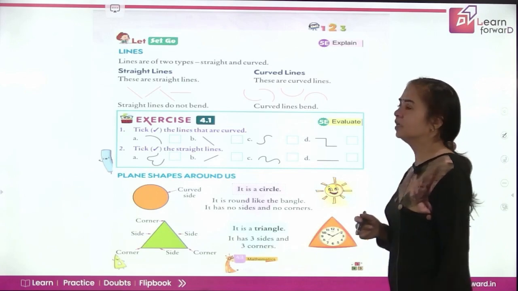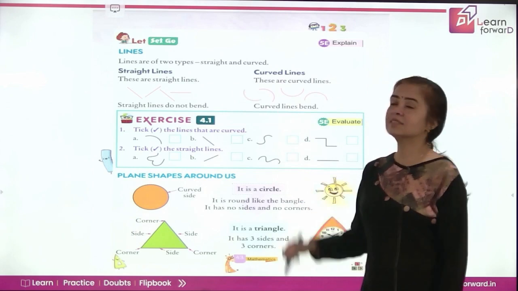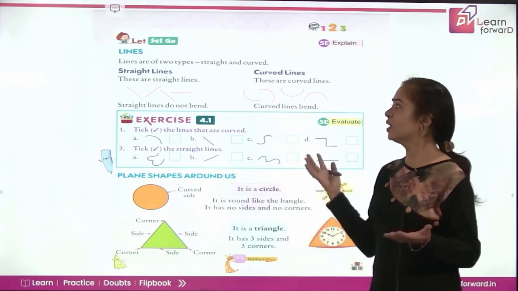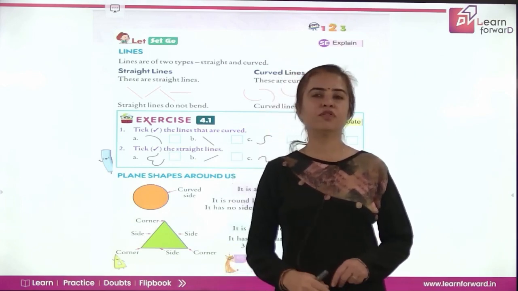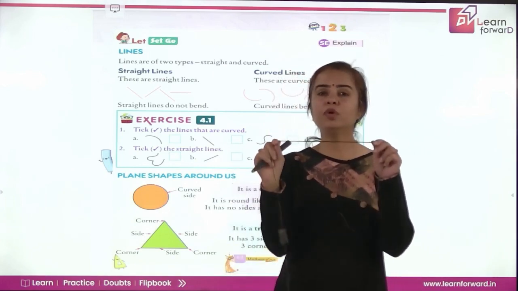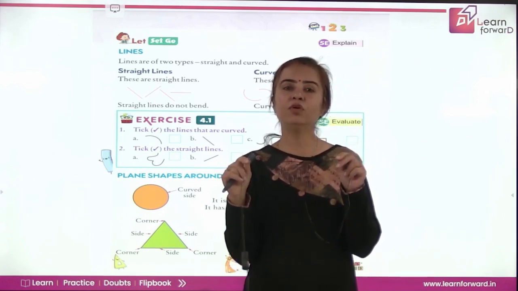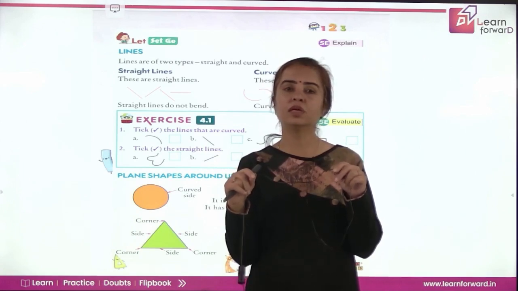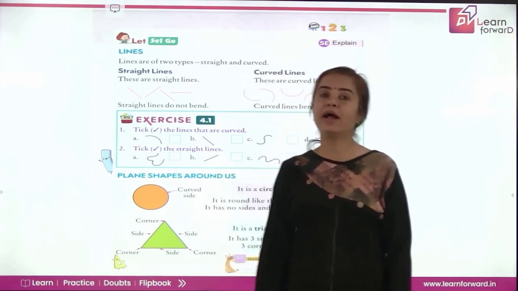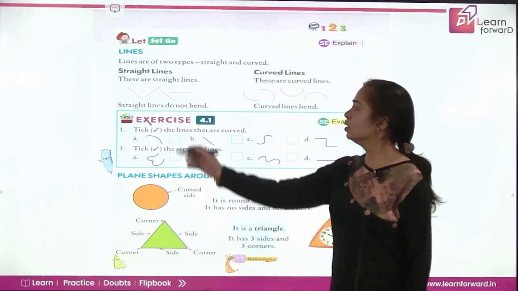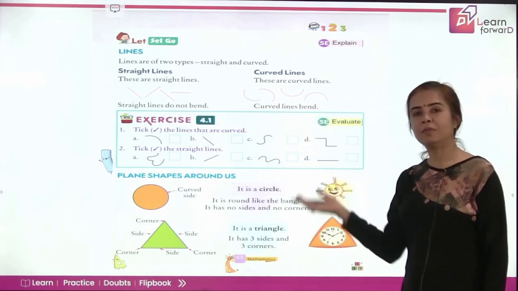Let's go ahead. Now we'll be learning about lines here. So what are lines? Lines can be of two types. They can be straight, they can be curved lines. Now what is a straight line? If you take a piece of thread, if you take a string and you pull it tight, children, what you get is a straight line. But if you leave it loose, what is it? This is a curve. This is the difference between a straight line and a curved line. So straight lines do not bend, and the curved lines bend.